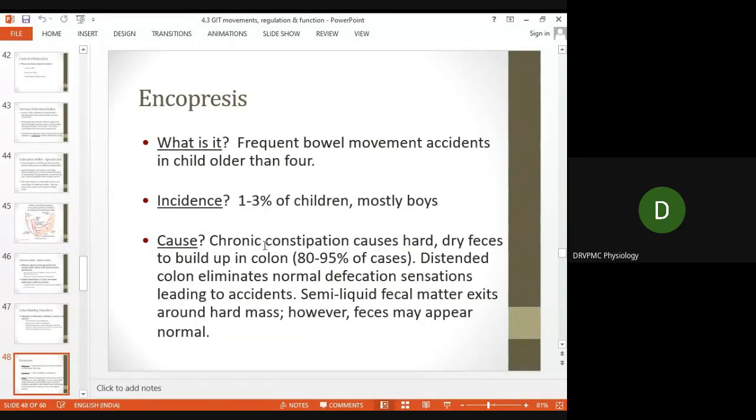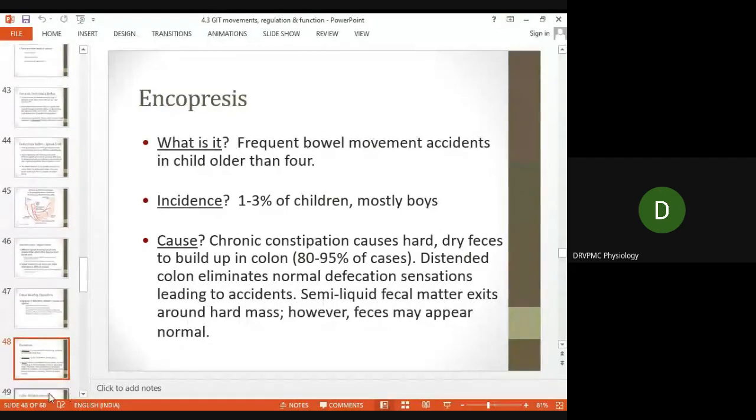What is the cause? It is supposed to be chronic constipation, which causes hard and dry feces to build up in the colon in about 80 to 95% of the cases. The distended colon eliminates the normal defecation sensation, leading to accidents. Semi-liquid fecal matter exists around the hard mass. However, feces may appear normal.